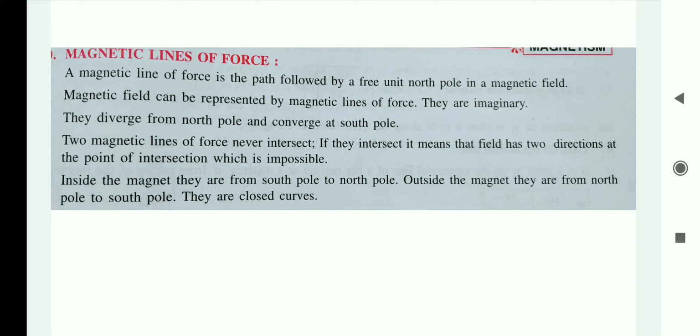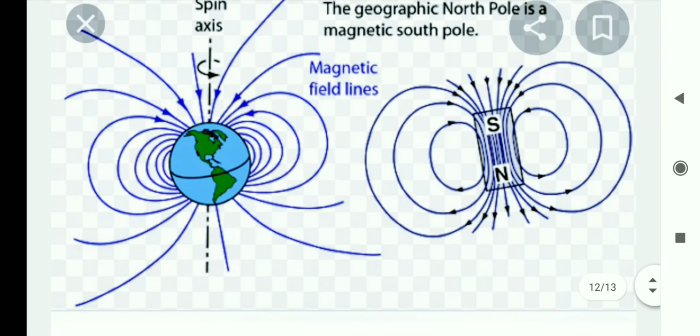Inside the magnet, they are moving from south pole to north pole. Outside the magnet, from north pole to south pole. See the diagram on the right side: a bar magnet, and outside you see magnetic lines moving from north pole to south pole, and inside the bar magnet they are moving from south pole to north pole. These magnetic lines are closed loops.